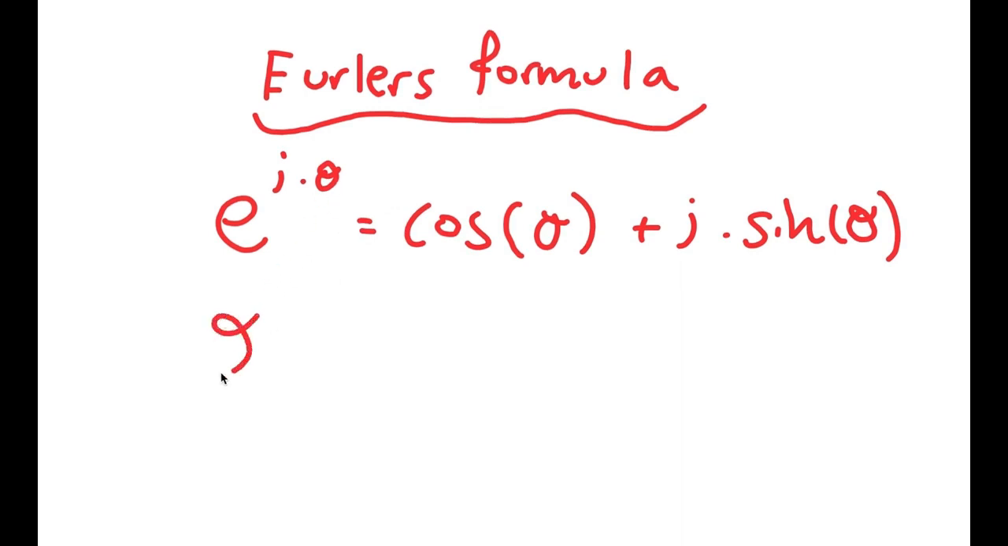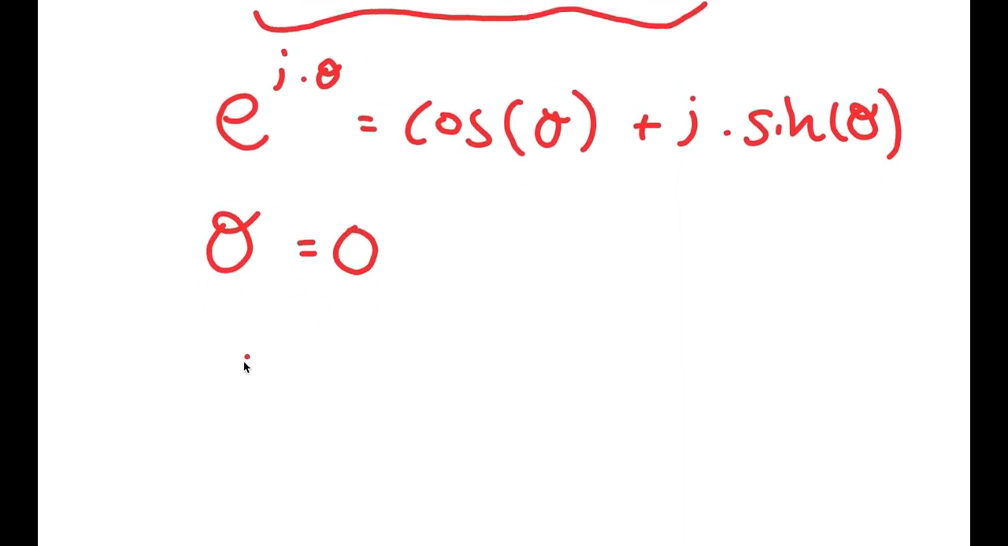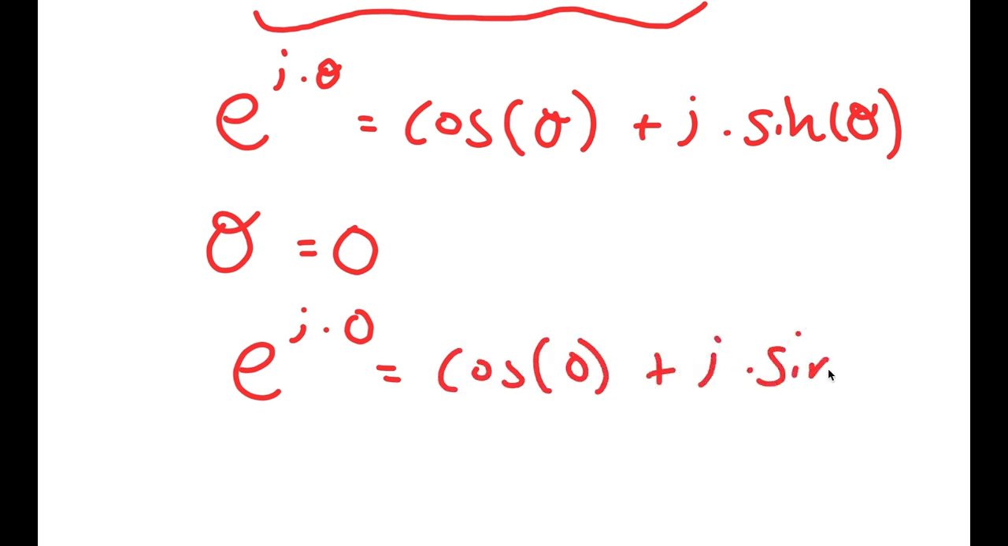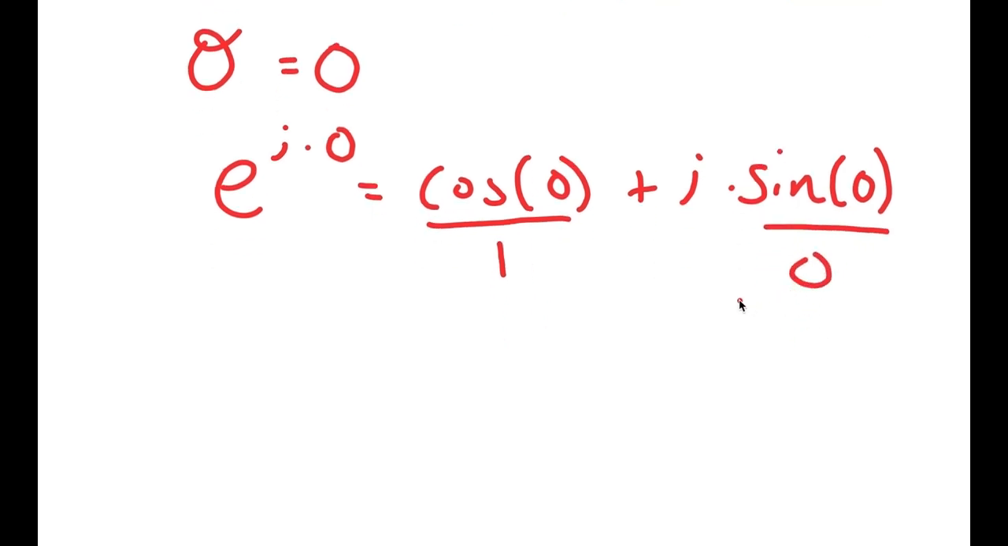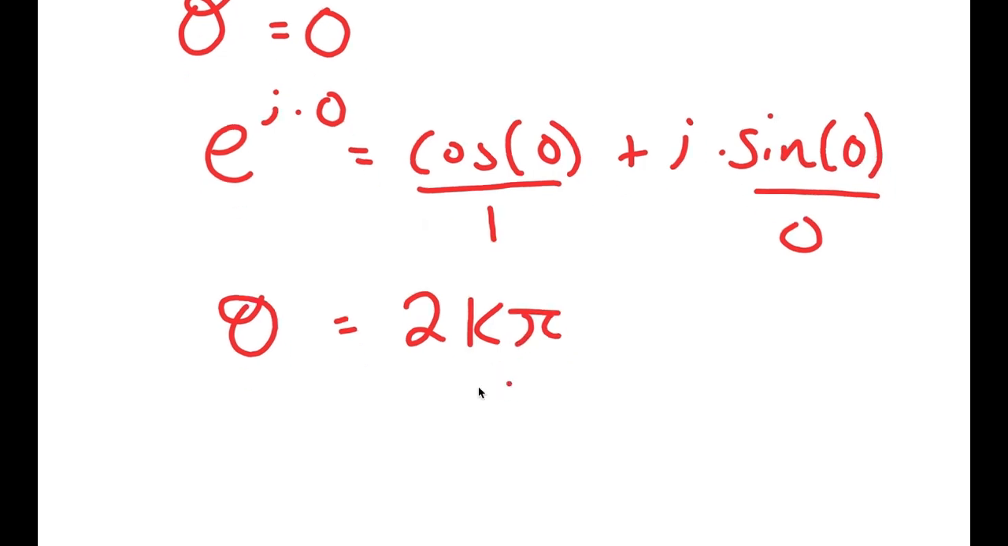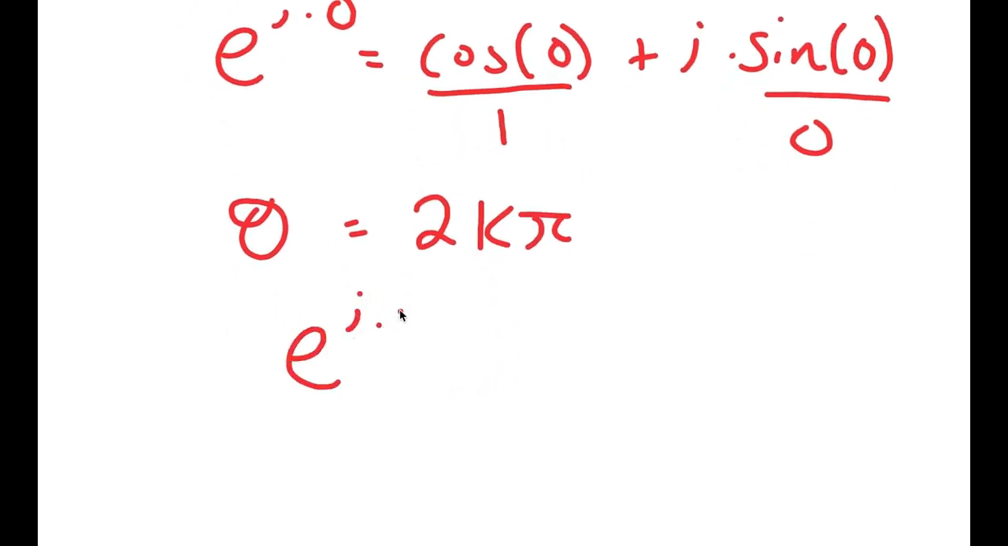So what if theta is equal to 0? Then this means that I get e to the power of i times 0 is equal to cosine of 0 plus i times sine of 0. And cosine of 0 is equal to 1, and sine of 0 is equal to 0. So I get 1, and theta is equal to 2k pi. Now, if this is true, then e to the power of i times 2k pi is equal to 1.